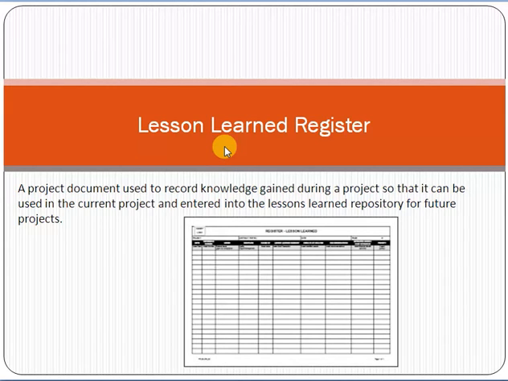So friends, lesson learned basically means the things you have learned from the project. It can be your mistakes, and it can be your good things as well. Good things should be continued and carried forward, and the bad things, problems or mistakes which we made in the project should be discontinued and avoided in the next project.